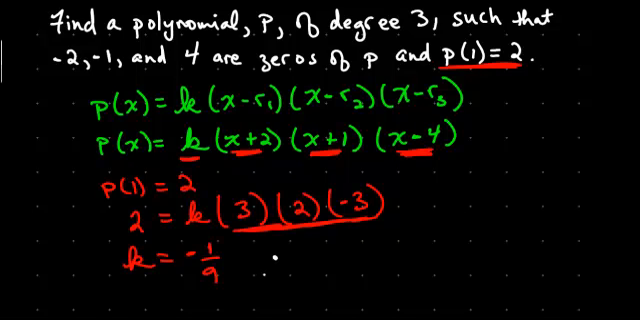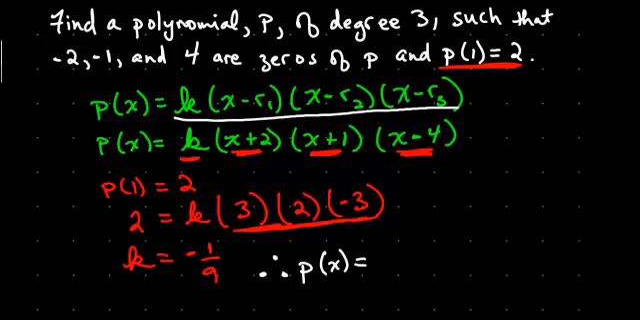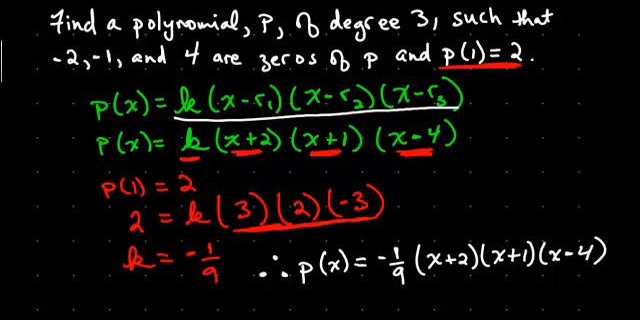Therefore, p of x equals negative 1/9 times x plus 2 times x plus 1 times x minus 4. Okay?